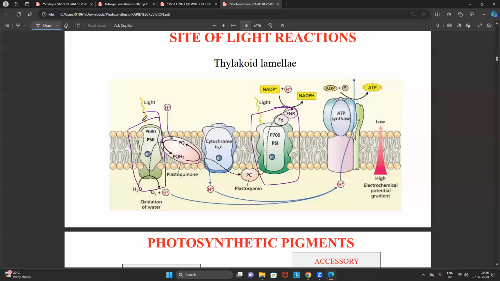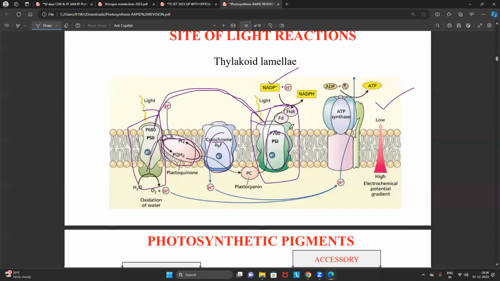Now my question is very clear. Why are electrons not flowing directly from P680 to P700? Why? The electrons are always flowing via several electron acceptor molecules. What is the reason? Remember my words. If the electron flows directly from PS2 to PS1, it is impossible. You can't generate the energy. You can't produce the NADPH. You can't produce the ATP.